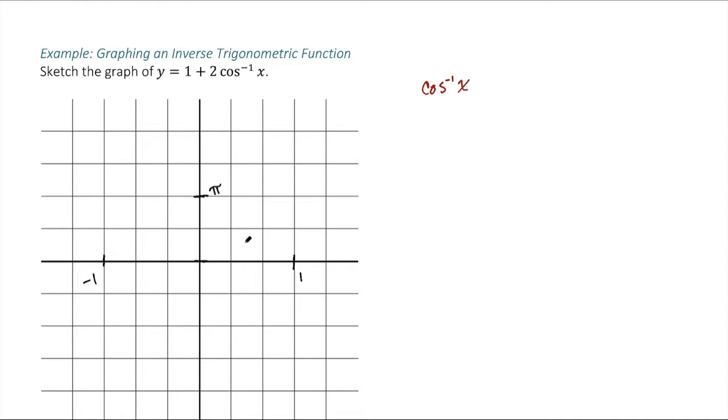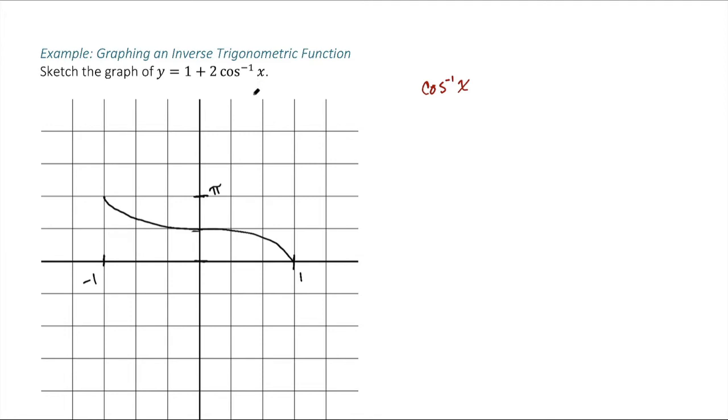Okay, and then our graph looks like this. It goes through this point here at 0, pi over 2, and then comes down. That's a pretty ugly graph. Let me just do a little bit here to make it look a little bit better. Okay, so that's the inverse cosine.